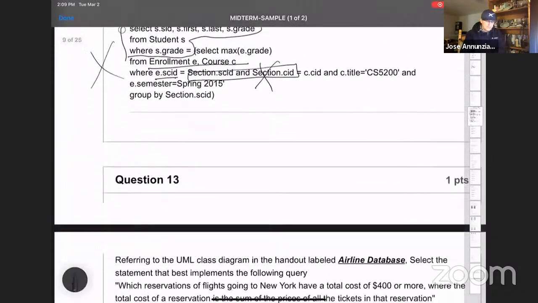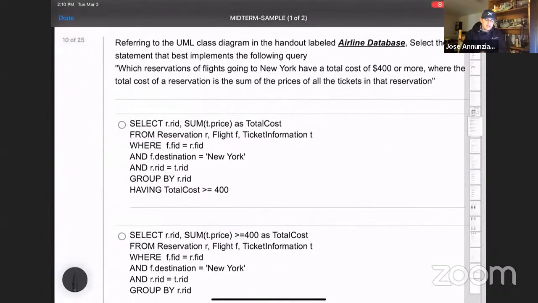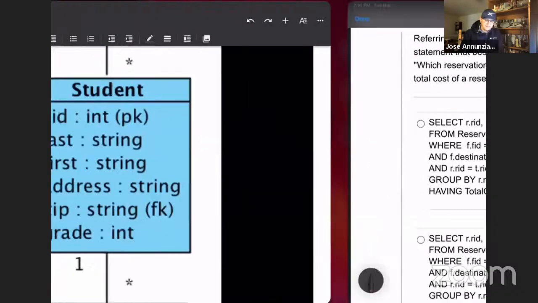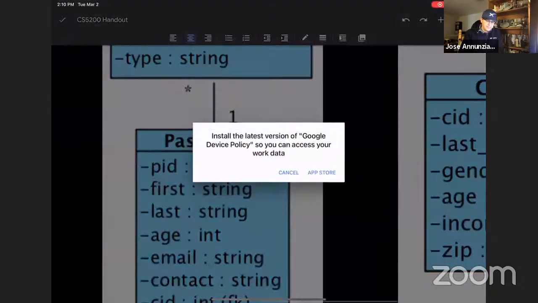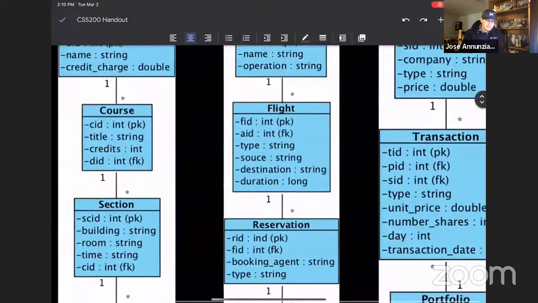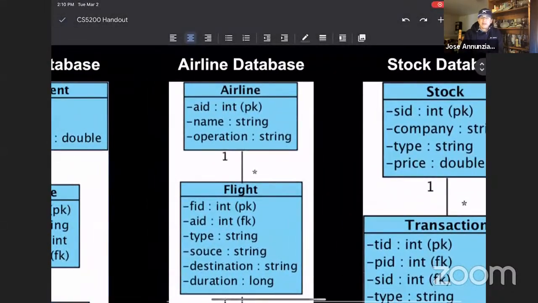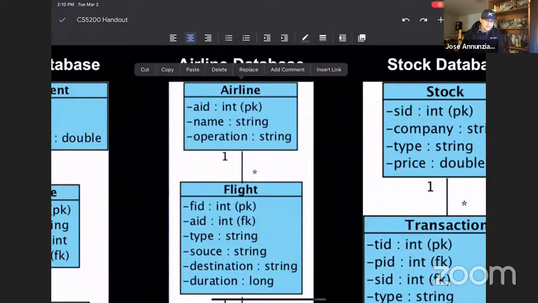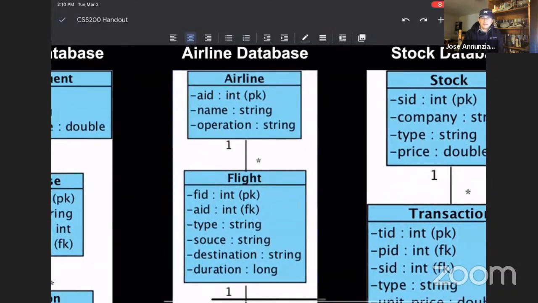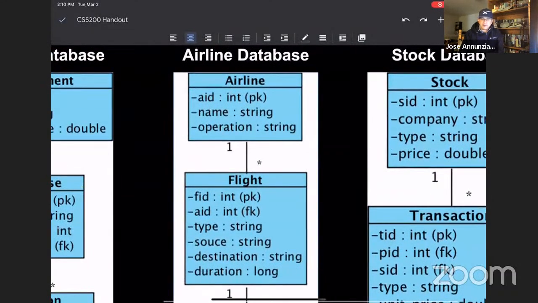All right, so now let's look at the airline database. The airline database is over here. Let's take a look at it real quick. We have an airline, right, that has a primary key. It has a name of the airline. It has who's the operator, who operates the airline.